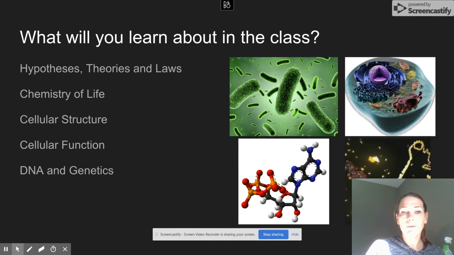And at the end of the class, we're going to wrap it up learning about some DNA and genetics. In this lower right down here, this purple helix is a picture of DNA. And this is a cellular structure called a ribosome, which you'll be learning about. And that ribosome is reading the DNA and creating a different molecule of RNA. And you'll learn what all of those things mean by the time this class is over.